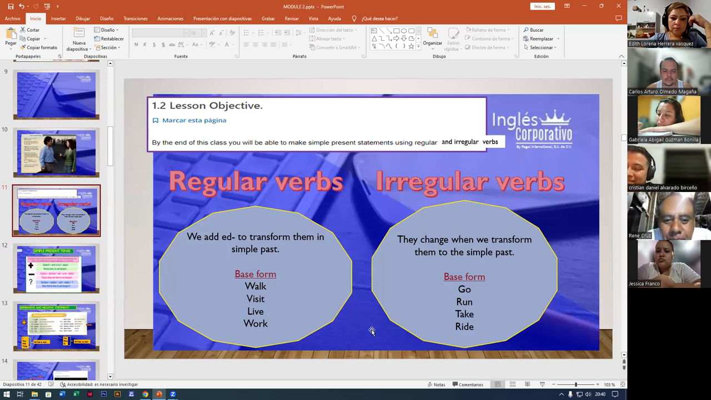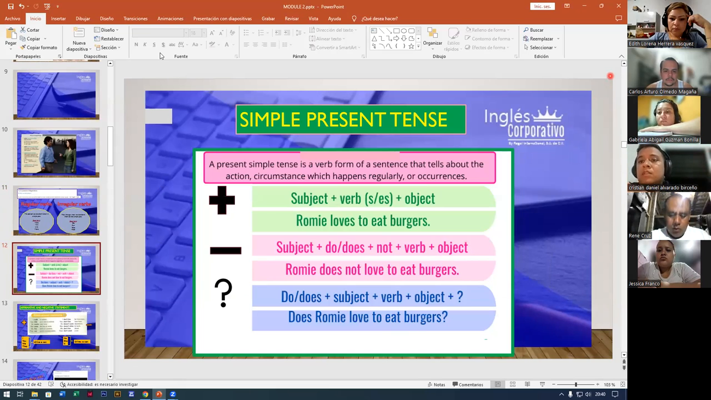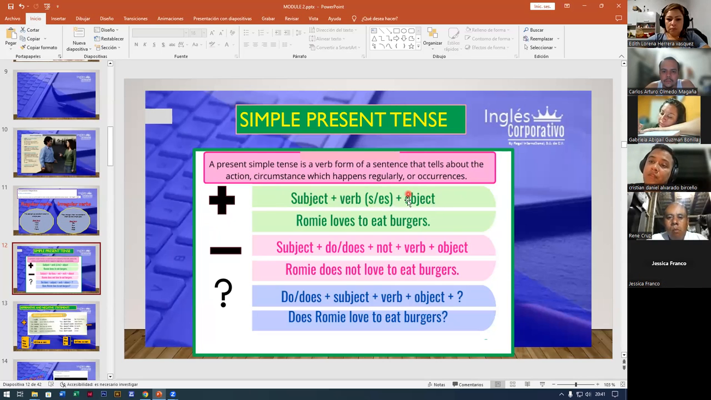All right. So we are here with the regular and irregular verbs. And we know that we transform them into the past and they are different, right? But now let's see the structure that we have. In the structure, we have the simple present tense. Remember that in module one, we saw the simple present, but with the verb to be. Now, we don't conjugate the verb to be, but we conjugate other types of verbs. A present simple tense is a verb form of a sentence that tells about an action or circumstance which happens regularly. In the affirmative form, we have subject plus verb, s or es, plus object. So this object is a complement.